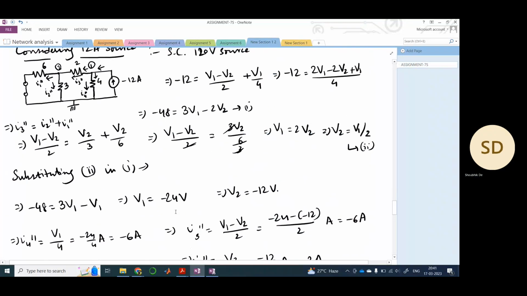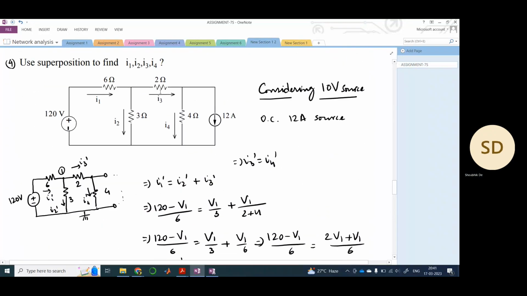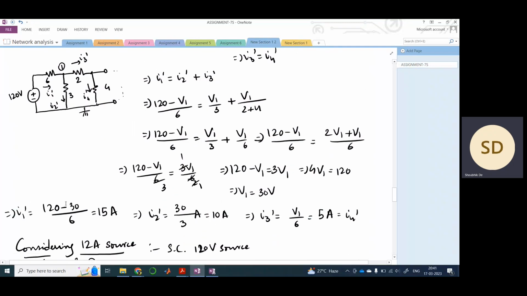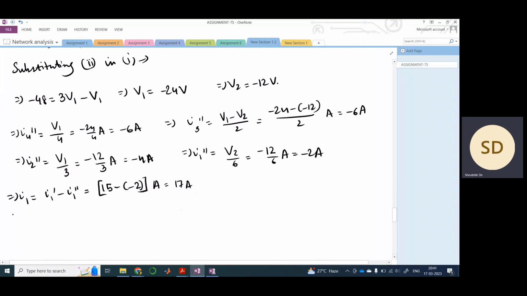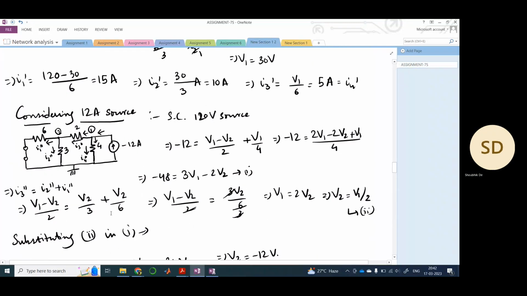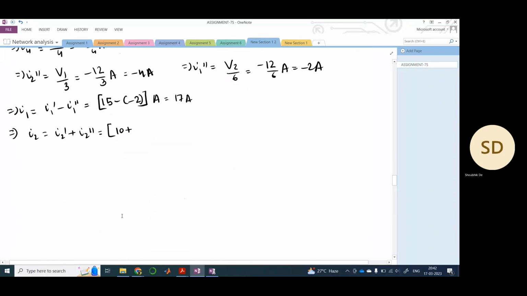In the same way, your I2 was what? I2 was pointing in this direction. Here it is also pointing in this direction, and here also it is pointing in the downward direction. Therefore, your I2 would be I2 dash plus I2 double dash. So this was probably 10, yes, and this was therefore 6.